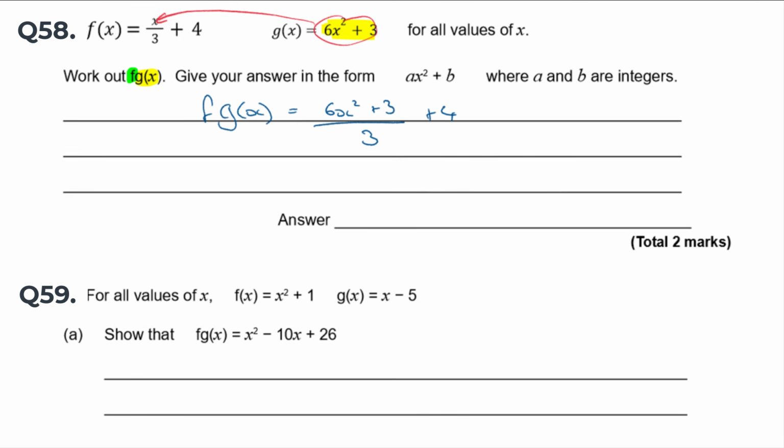Okay, so that bit stays the same. Look, it's there and there. It's just we're replacing the x here with the 6x squared plus 3. Okay, then what? Well, I can factorize out a 3 out of that top bracket. So that's 3 lots of 2x squared plus 1 over 3, and then they're going to cancel, plus 4. And so I'm going to be left with 2x squared plus 1 plus 4, which is plus 5.